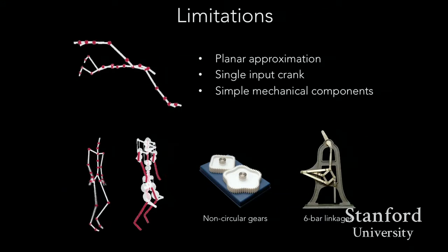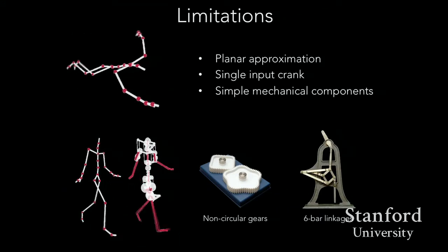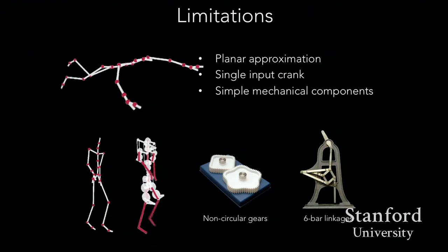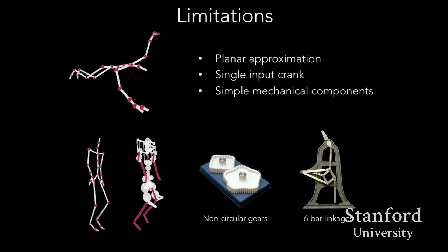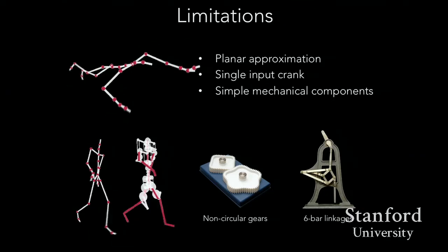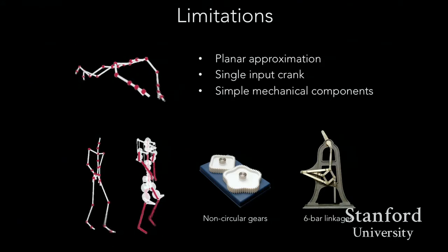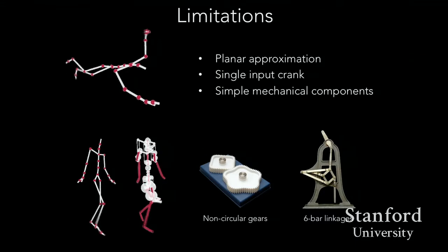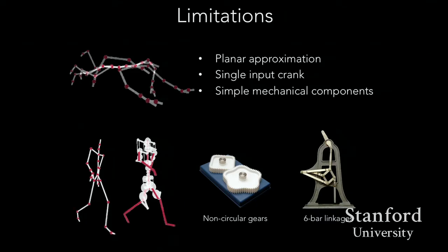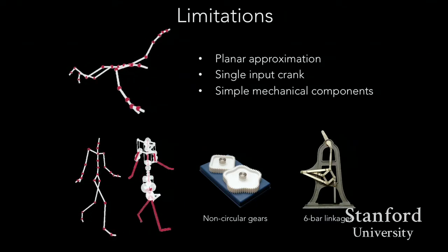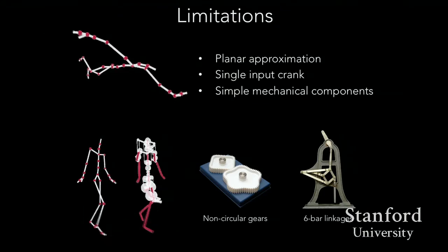Also, as I mentioned, we are assuming there's a single input crank that can drive any of these individual designs. On the one hand that's good, because if you have a wind-up toy, you basically have a single input. But on the other hand, we have to jump through some hoops to get all these different chains, all these different moving parts, connected up so that they can be driven by a single input crank. So definitely more work needs to be done there to make these designs simpler.